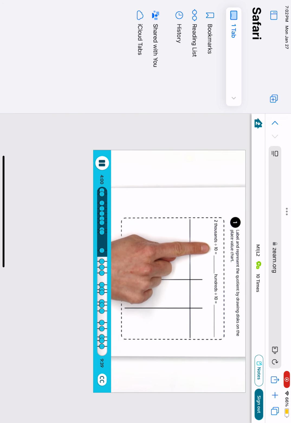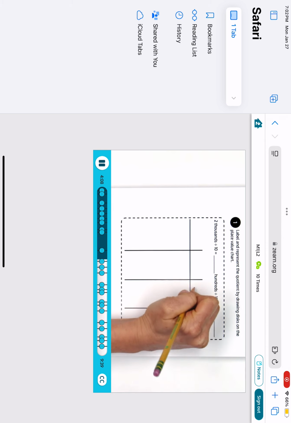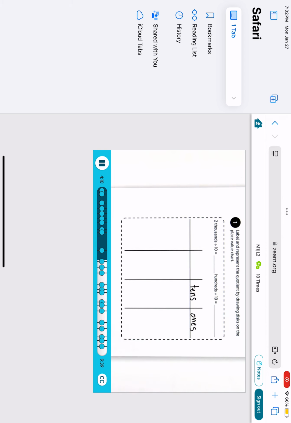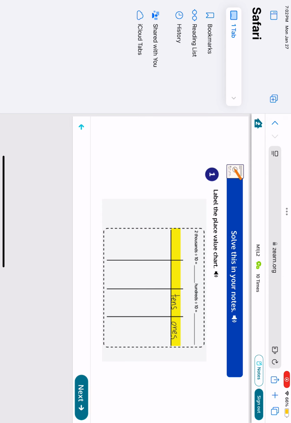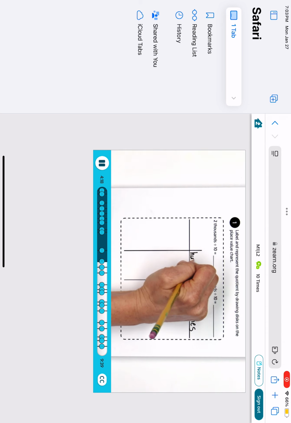2 thousands divided by 10. We can represent this on our place value chart. Let's start by labeling the units. I'll write ones here and tens here. Keep going. Label the rest of the place value chart. I'll label the place value chart like this.